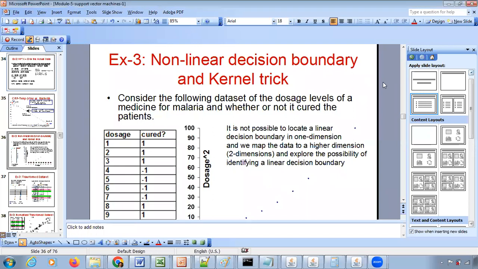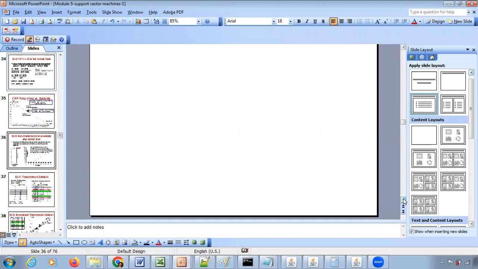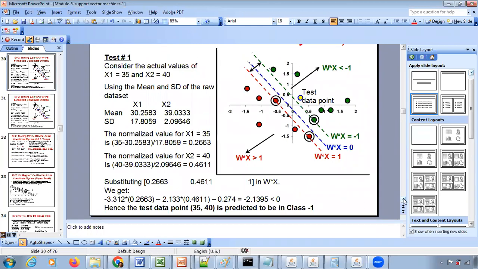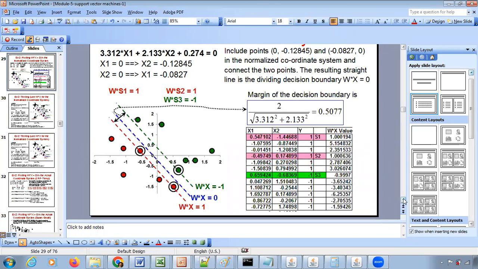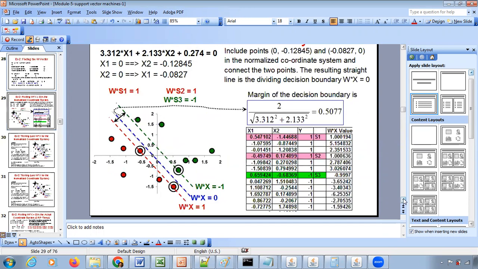Okay, so let us continue. In this example, we are going to look at a data set where, as it is in the raw data set, we cannot find a linear decision boundary. Remember with SVM, so far we did a linear decision boundary, and that's what we did in logistic regression as well.